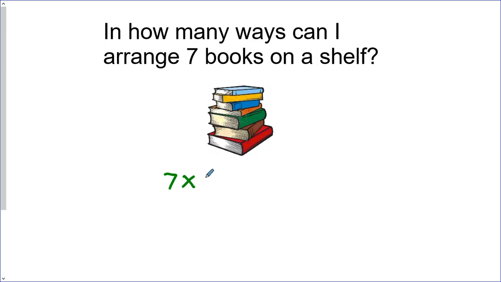Then, having chosen one of those, I now have a choice of 6 for the next place, then 5, then 4, then a choice of 3, then a choice of 2, and then basically no choice for the last book. I've got to take that book. Now this idea of multiplying a number by all the numbers less than itself down to 1 occurs often in counting techniques, and so we've got a symbol for it, and it's 7!. We don't say 7, but it's called 7 factorial.